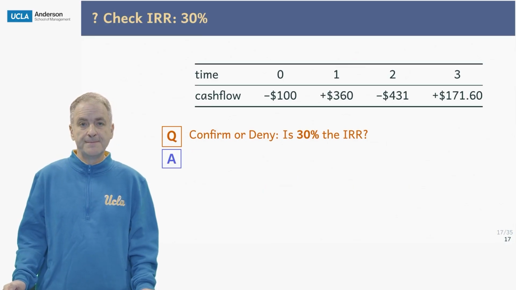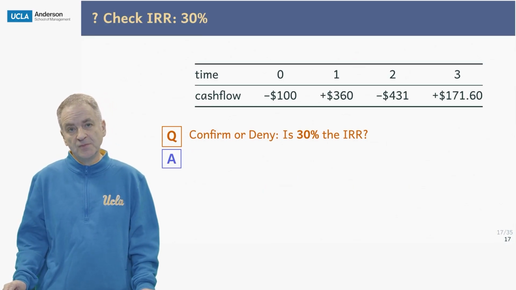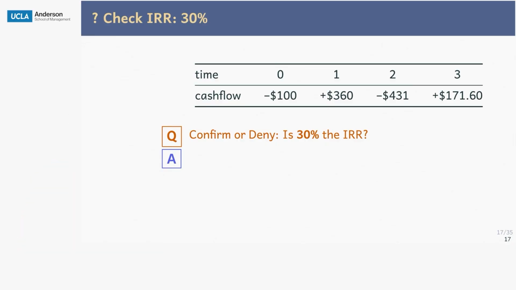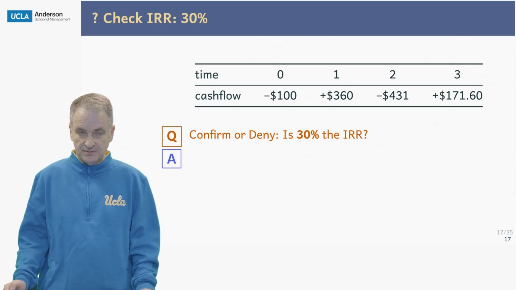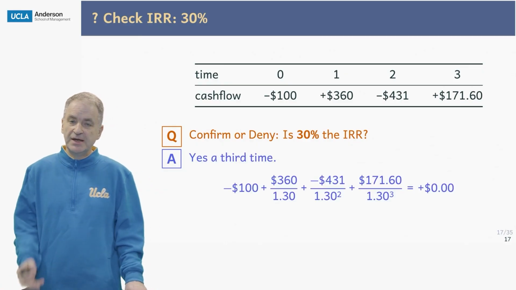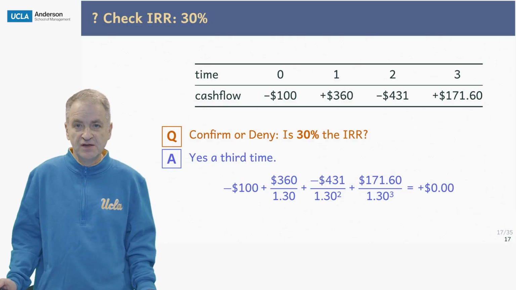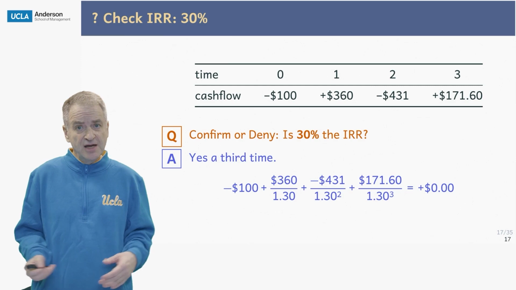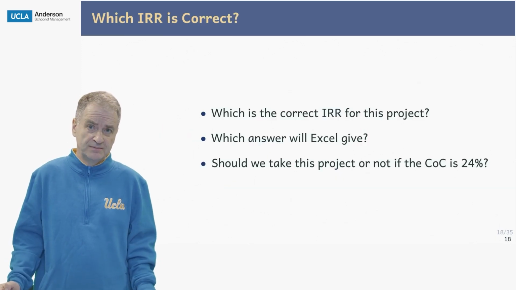What about this one? Is 30% an internal rate of return? Please pause this video now, answer the question on a piece of paper, and then continue. Shoot! Yes, a third time. Again, 30% is also an internal rate of return. So one thing you've just learned is the same project can have multiple internal rates of return.